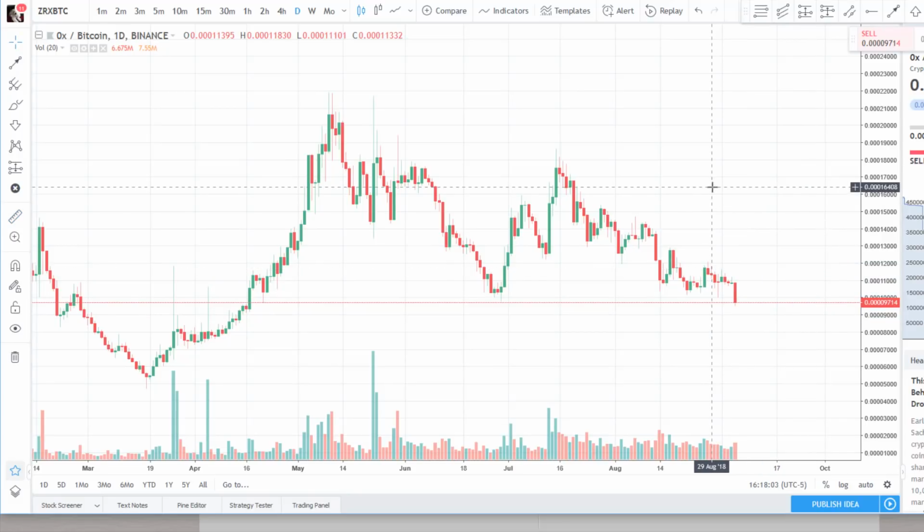So if you can spot the structure and bias changes in conjunction with all the other stuff, and it sounds like a lot, but it really isn't.